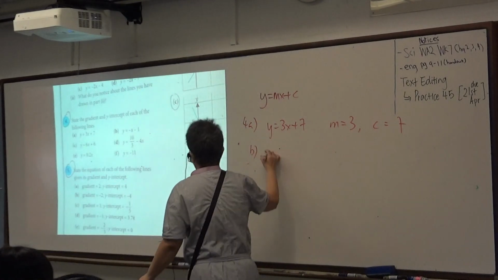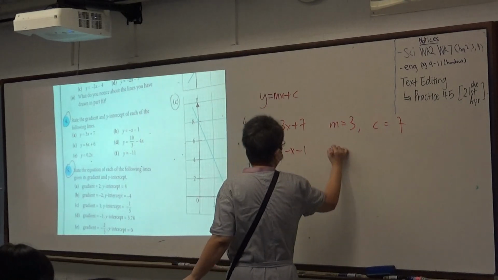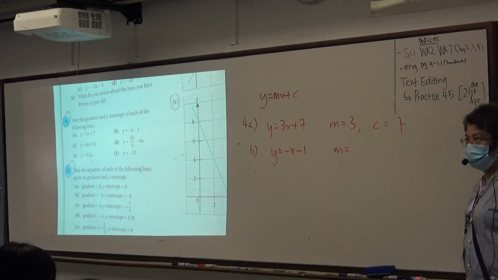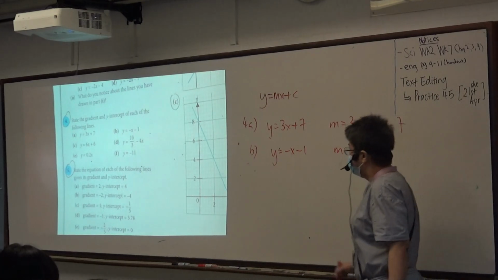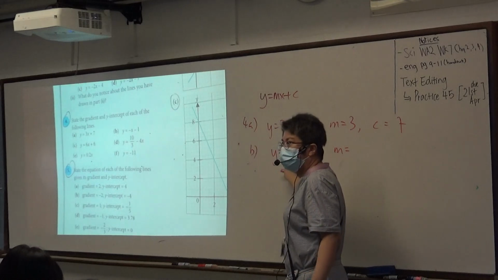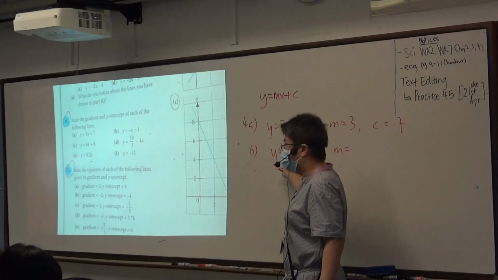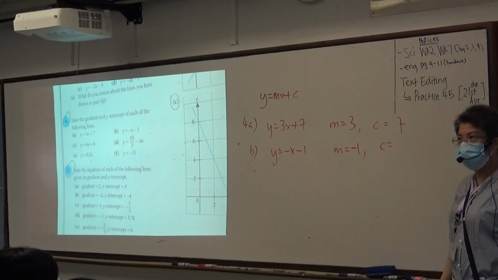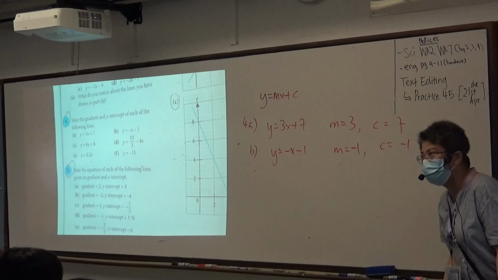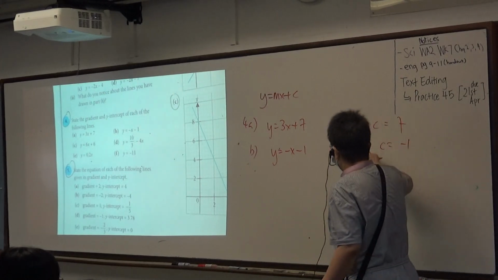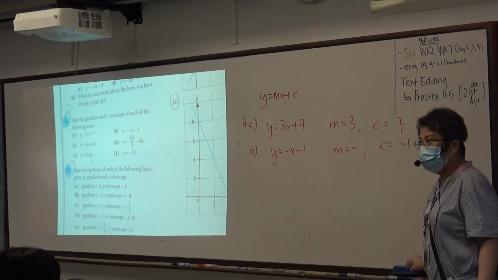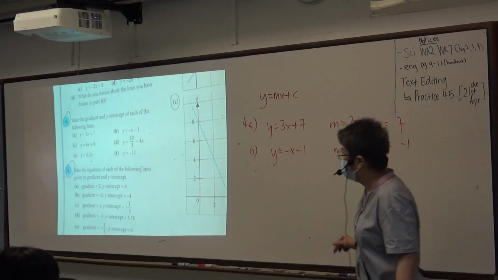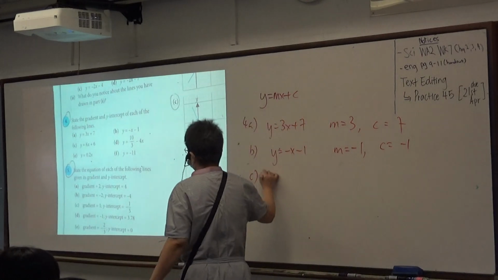Part B. What is the gradient? What's the number before this? 1 or negative 1? It should be negative 1. Okay, what's the y-intercept? Also negative 1, am I right? Now, nobody is to tell me the gradient is negative. The gradient is a number, so it should be negative 1. Do you understand?